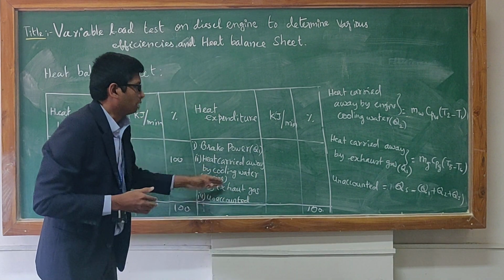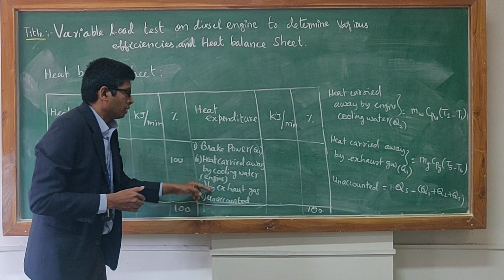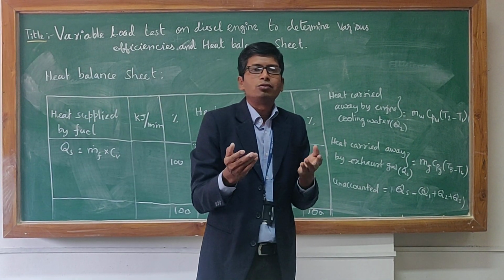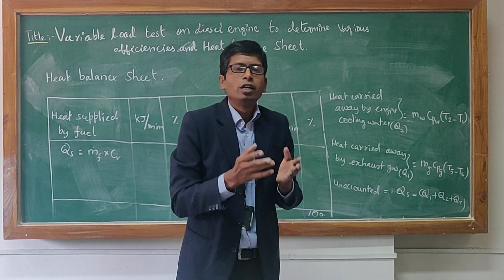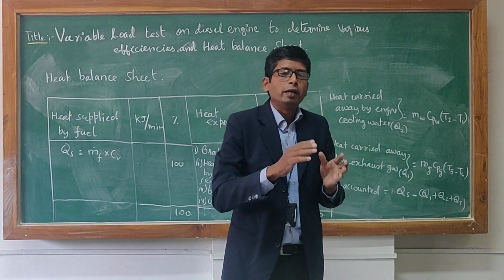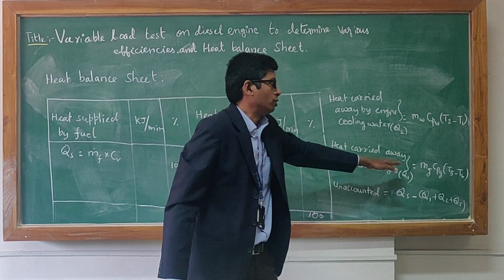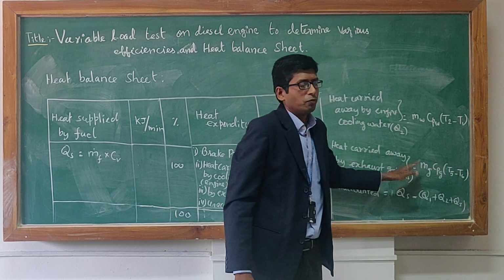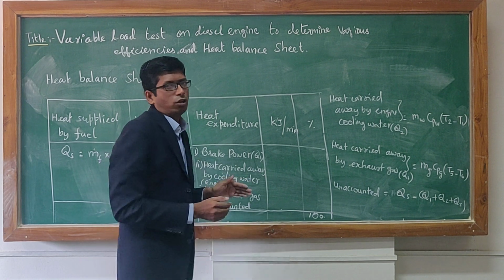Then the third part is Q3, the heat carried away by exhaust gas, because we all know the exhaust gas is very hot. So obviously a certain amount of heat is being taken by the exhaust gases. That will be calculated using the formula mg Cpg into (T5 minus T6). Then the final one is the unaccounted heat loss.